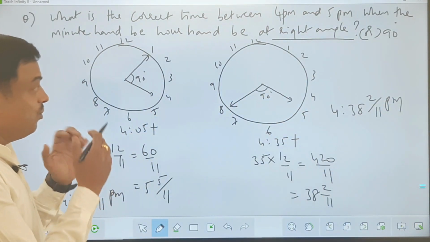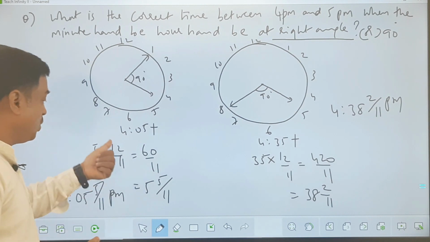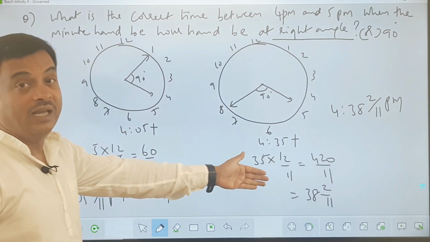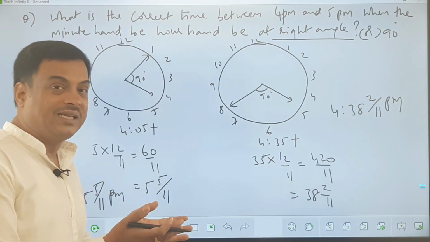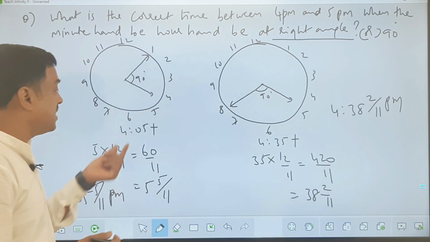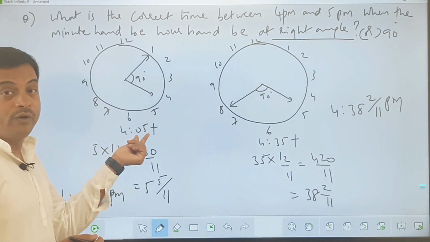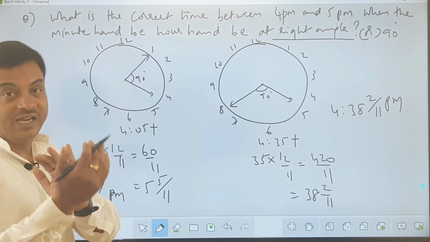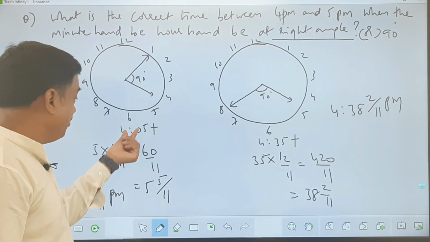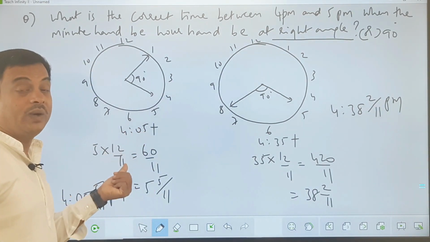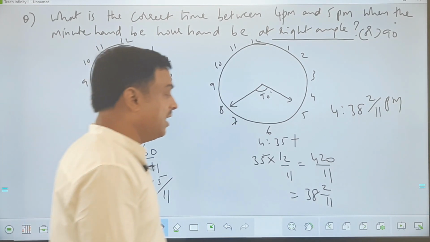Is that clear? Now we have seen by a simple way, 12 upon 11, we got these answers very easily. Only thing we need to understand is it will not happen exactly at 4:05 plus. It will have some gain value on the minutes hand, and to get that gain value we should multiply with 12 upon 11. So that makes it very easy for us.